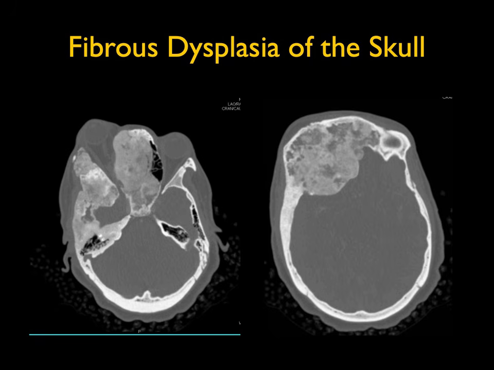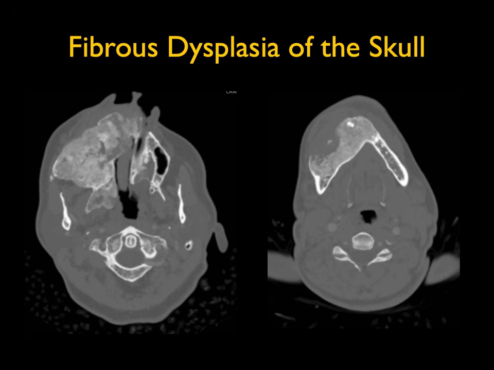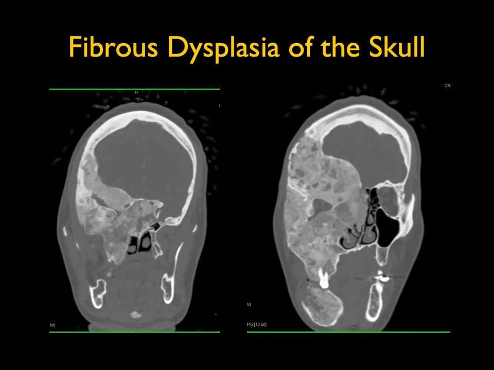Okay, this is a great case. Look at the patient's skull. Look how it's thickened, and when you look at the patient's frontal bones and the mandible, everything is widened, thickened, and has kind of a ground glass appearance. And that's very classic for fibrous dysplasia.